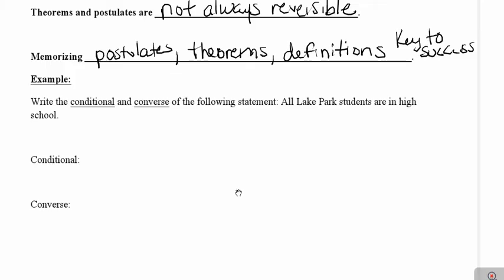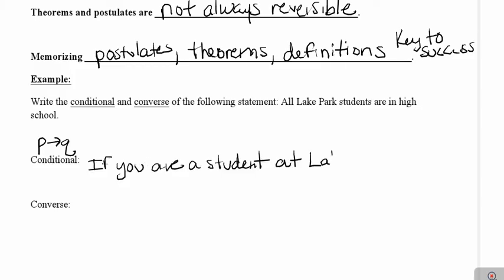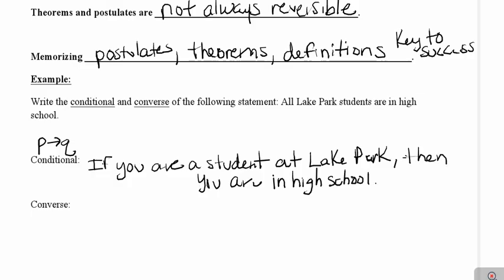So to begin with the conditional, remember the conditional statement is written as an if-then sentence. So if P happens, then Q. So we need to turn this sentence into an if-then. To do this, we can write this as: if you are a student at Lake Park, then you are in high school. That would be our conditional. If you are a student at Lake Park, then you are in high school.